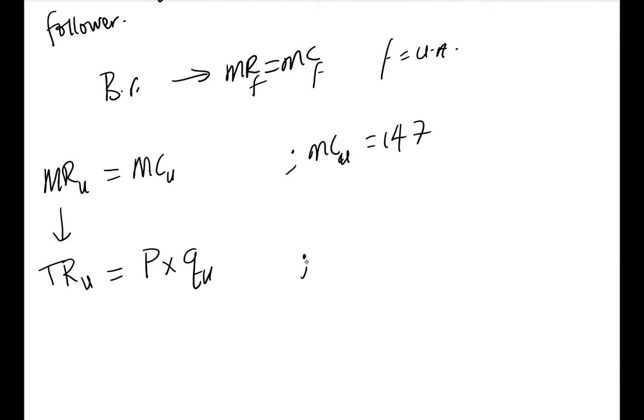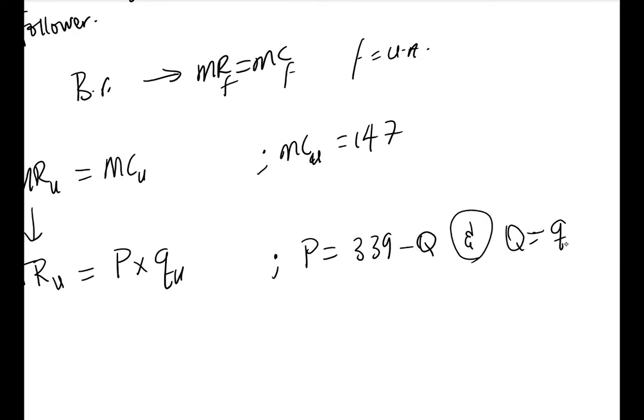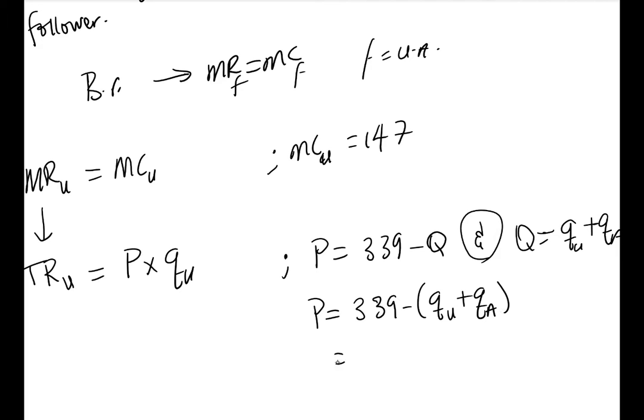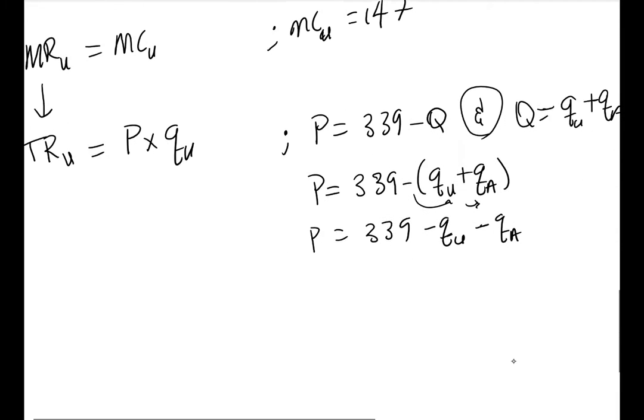Remember, P is equal to 339 minus Q, and Q is equal to QU plus QA, the quantity produced by the leader and the follower. So that means that price would be equal to 339 minus (QU plus QA), which is 339 minus QU, we're going to apply the negative sign to both terms, minus QA. All right, so let's come back here.